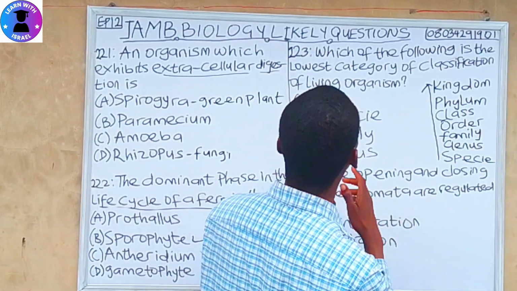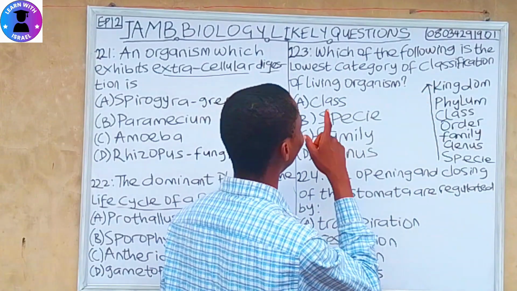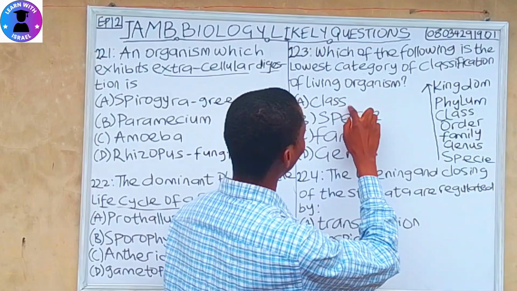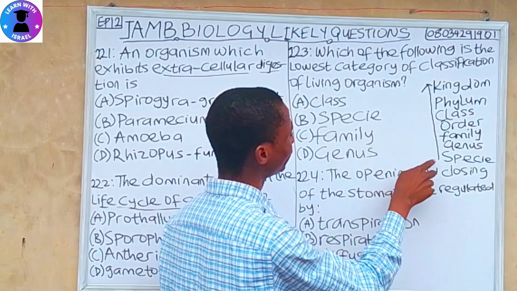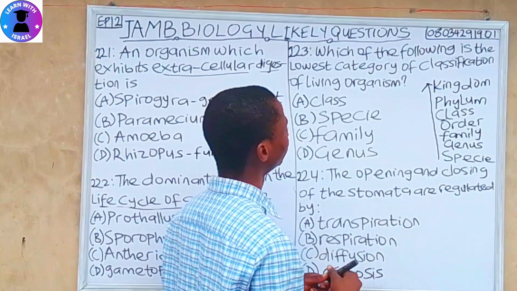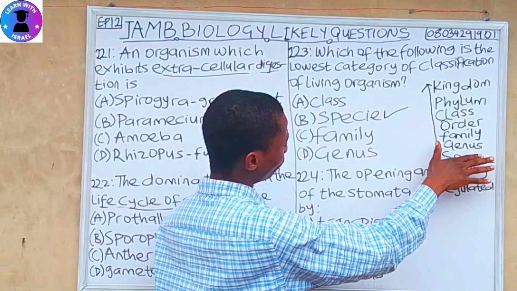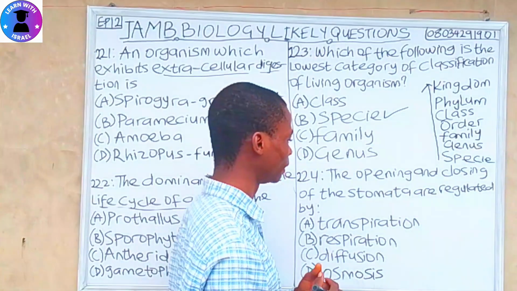So let's go back to the question. Which of the following is the lowest category of classification of living organisms? So if you check the options, we have class, species, family, genus. The lowest here is species. Species is in the option. Assuming species is not in the option, we would have gone for the next one, which is genus. So I hope you understand that now.